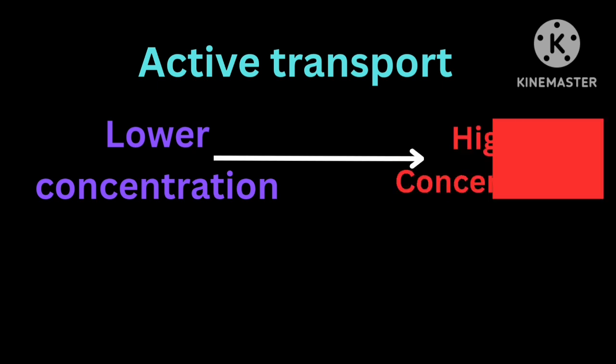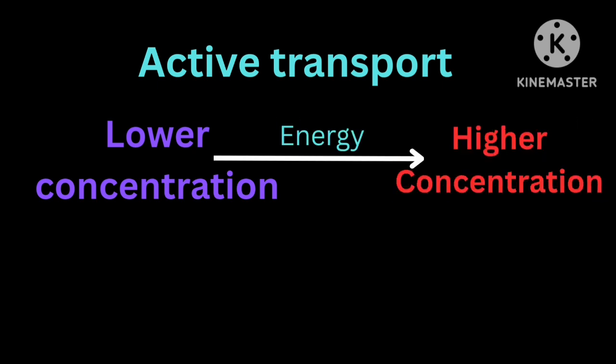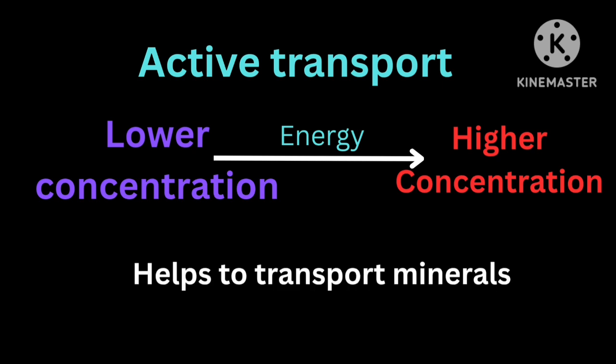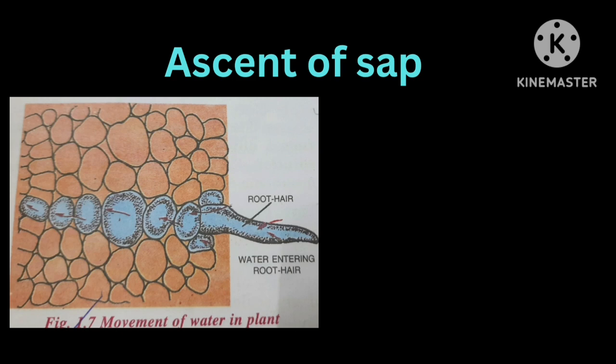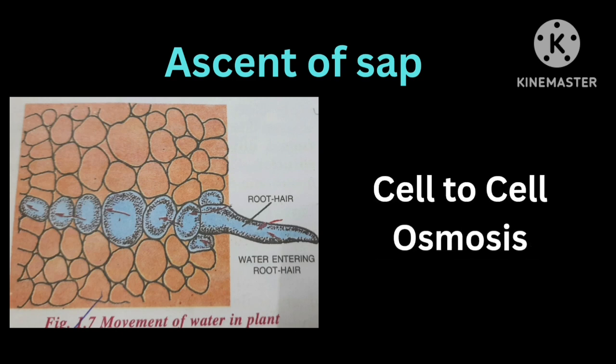Now we will explain what is active transport. Active transport also occurs from lower concentration to higher concentration, but it needs energy to transport the minerals. There is no semi-permeable membrane, so they need energy to transport the minerals from lower concentration to higher concentration. Now, as we know all the three types of transport, we will now see how the movement of water in a plant occurs.